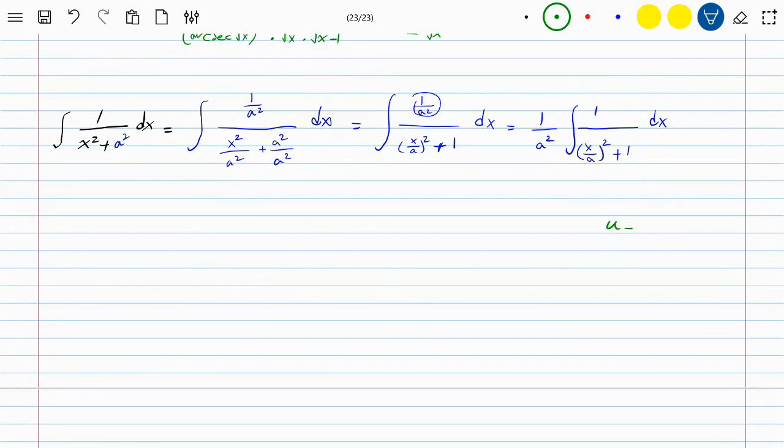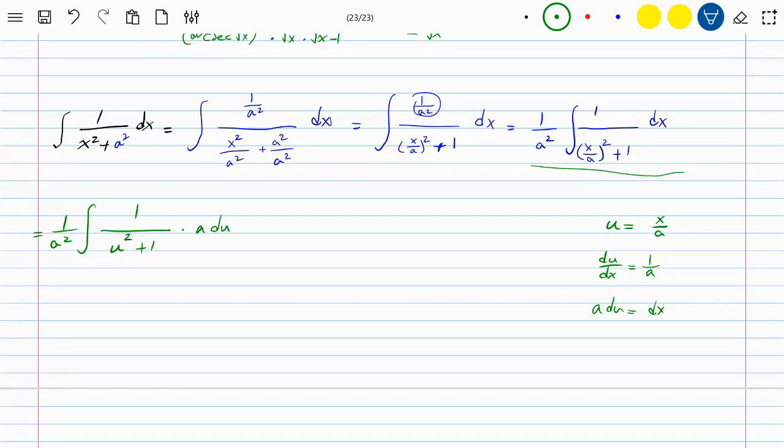So I can say, okay, let's pick a substitution. Let x over a be equal to u. Then what is du over dx? Simply, the derivative of x over a would be 1 over a. So therefore, a du equals dx. So this integral will be 1 over a squared outside, multiplied by the integral of 1 divided by u squared plus 1. Now it's similar to the tan inverse, times, instead of dx, you'll have a du.